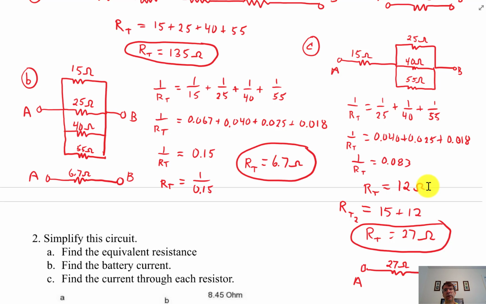So R total for those 3, I always use a T for the total there. That 12 ohms is representative of the 3 that are put together. That's their combined resistance. But I want the overall resistance in the circuit, so I'm calling it R sub T2, because the 15 ohm resistor up here is in series with all of that. So now it's in series. It's going to be 15 plus 12 is 27. So the total resistance is 27 ohms.